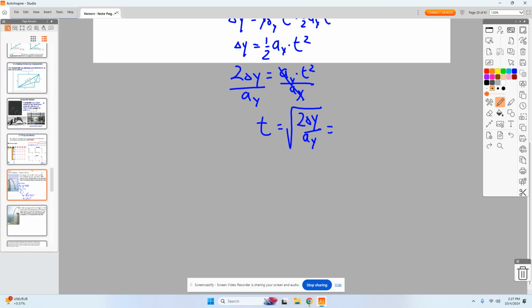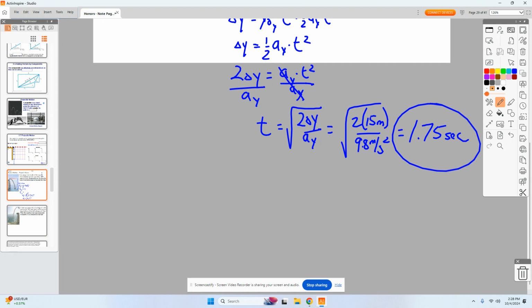Now I plug in some numbers and I can compute that. So 2 times 15, was it a 15 meter tall ledge? Divided by 9.8 meters per second squared. My calculator is going to give me that. So 30 divided by 10 is about 3. Take the square root, 1.7-ish. What is the number? 1.75. Okay. So 1.75 seconds. That's how long he's falling. How long is he moving horizontally?